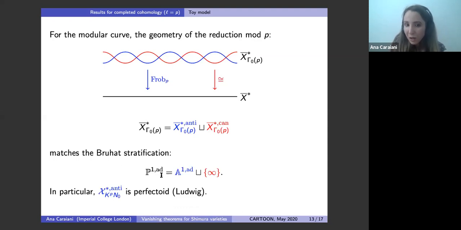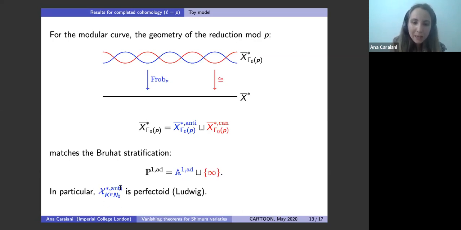So the flag variety is just P1, and the stratification into B of QP orbits is breaking it up as A1, disjoint union infinity. And so what I've tried to explain here about the geometry of the reduction modulo P can be made precise and can be used to show that there is a big component of the modular curve at this intermediate level N0, which is the anti-canonical locus, which is perfectoid. And what I've described here in such a sketchy way, in fact, requires some serious arguments, and this is a result that in this setting is due to Ludwig.